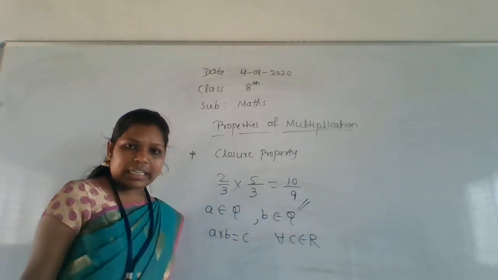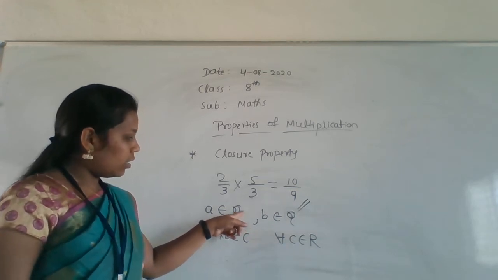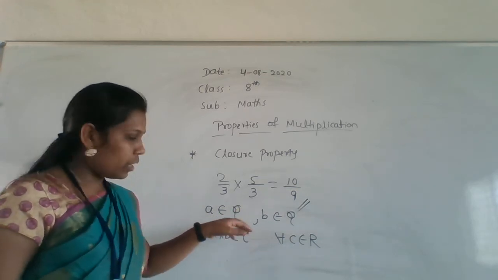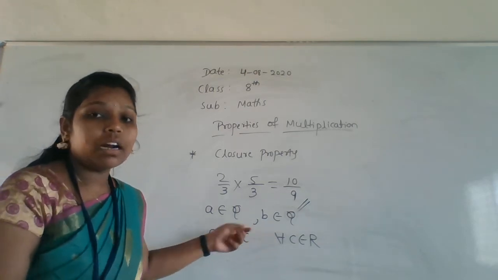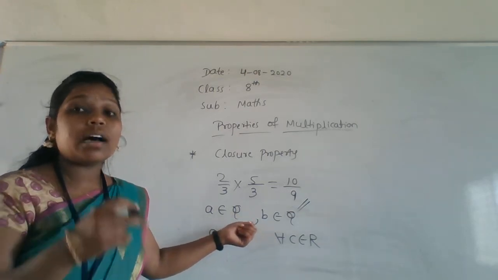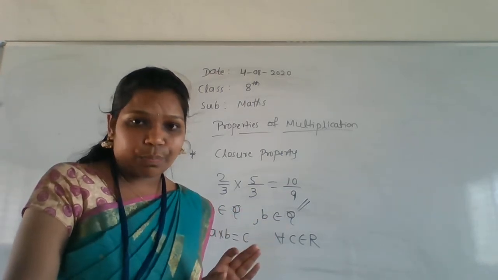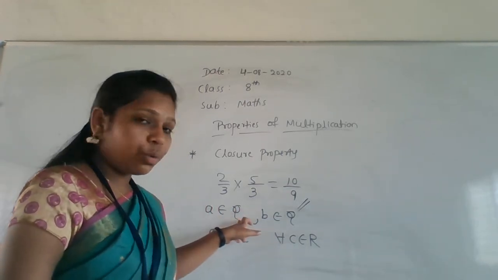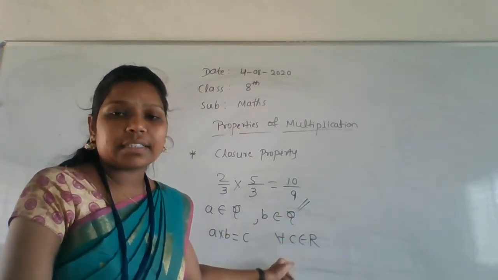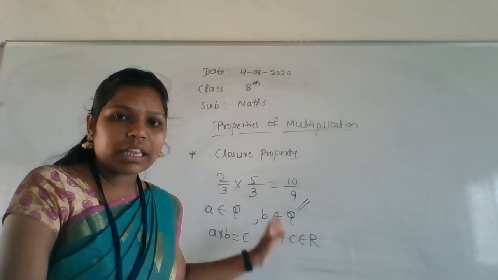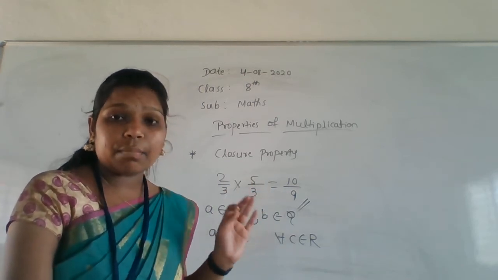It is true. If you take R, I wrote R already, right? So here I am changing it to Q because in your textbook they have given a rational number. Q is nothing but a rational number. But if you take real numbers also, if A belongs to R and B belongs to R, then also it is correct. It will hold. All the multiplication properties are satisfied for real numbers also.